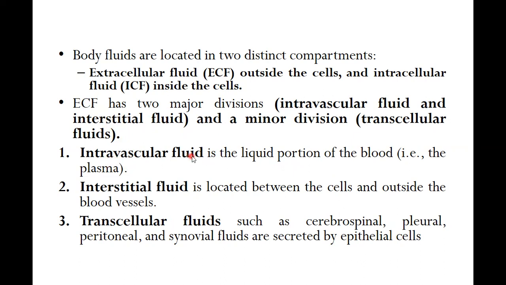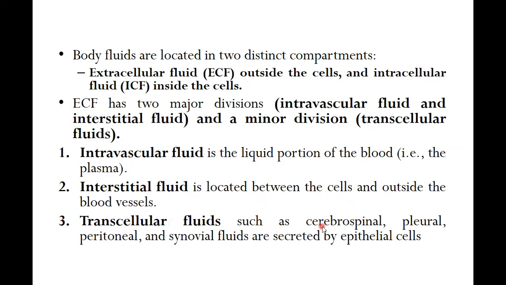So the intravascular fluid, this is the liquid portion of blood, which is also known as plasma. That is the intravascular fluid. It is contained within the blood vessels. Then the interstitial fluid, this is the fluid that is located between the cells outside the blood vessels. Okay. Then number three, we have the transcellular fluid.